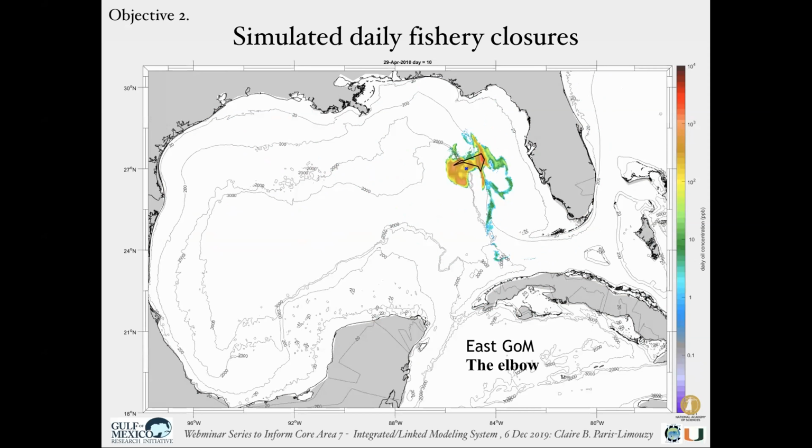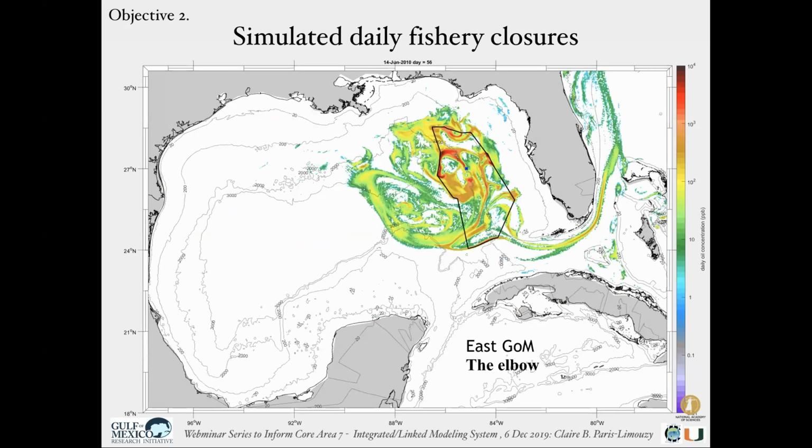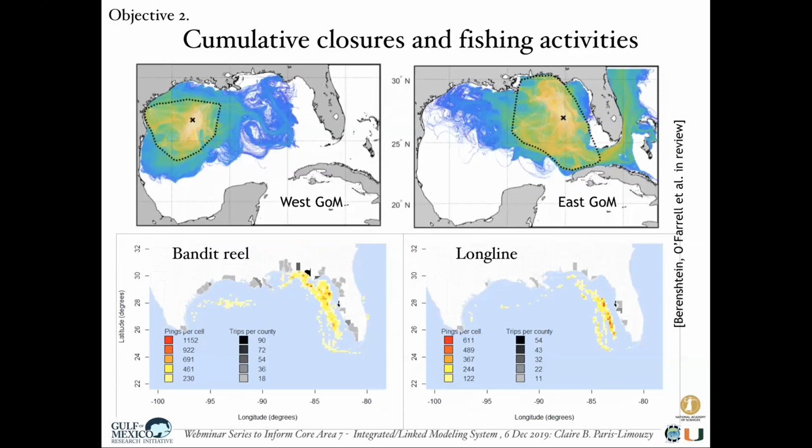And for both fisheries, you can look at cumulative closure and fishing activity at the same time. So the dotted line here on the cumulative closure indicates the extent of the fishery closure like it was done for the Deepwater Horizon, but here it's based on toxic oil. And for each fleet, you have the number of boat trips per county and the number of pings per cell from the VMS data. That tells us for both fisheries that there is less activity in the Western Gulf than the Eastern Gulf.